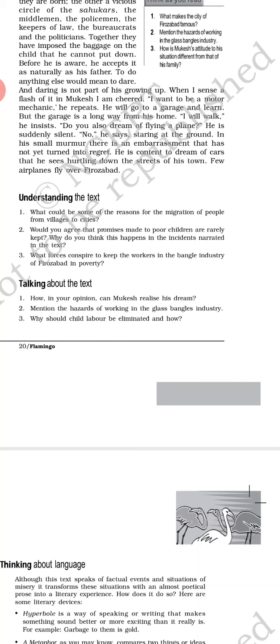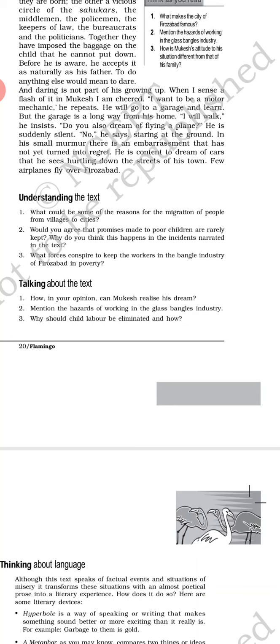He is content to dream of cars that he sees hurtling down the streets of a town. Few aeroplanes fly above Firozabad. So he is quite content, satisfied to dream of cars that go through the streets of Firozabad town. He can hardly see aeroplanes flying over Firozabad. That means he is rooted to the ground and aware of the reality. He is not thinking about the aeroplanes, or about reaching the sky.